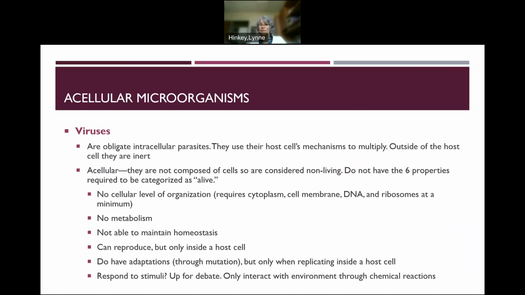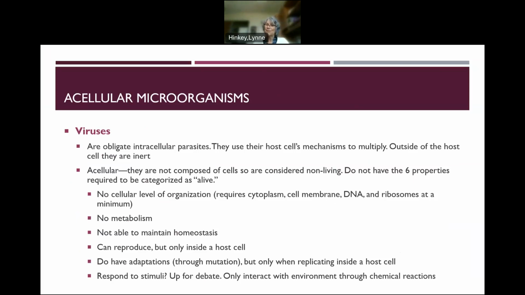Living things have to be able to reproduce. Viruses can only reproduce when they're inside a host and use the host cell's machinery. They do have adaptations, because adaptations just refer to the accumulation of mutations that allow an organism to survive. When they replicate inside the host cell using the host cell machinery, mistakes can happen. We can have mutations. They do have those.